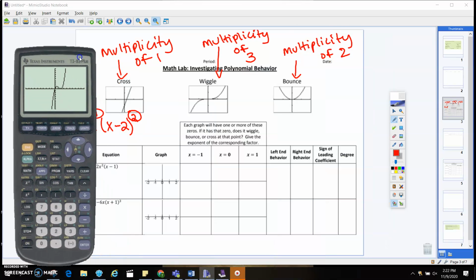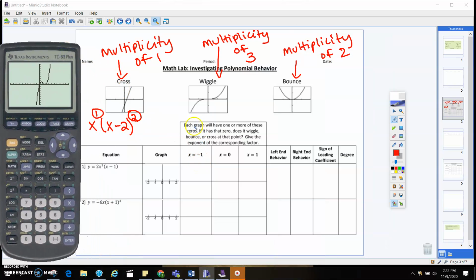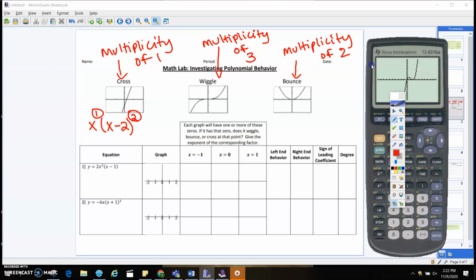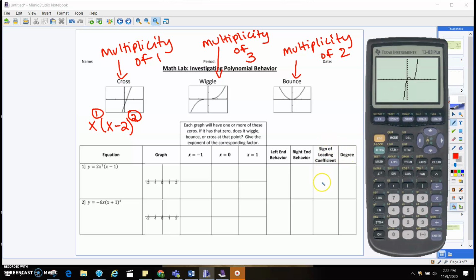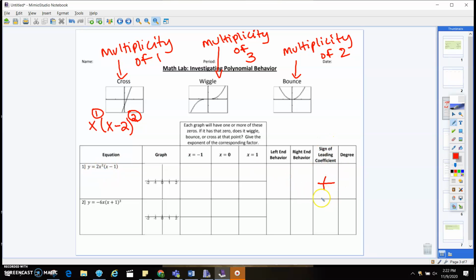Okay, so what we're going to do is each graph will have one or more of these zeros. If it has that 0, does it wiggle, bounce, or cross at that point? Give the exponent of the corresponding factor. So we're going to take each of these, and I would first go ahead and fill in all of this information on the side. So the first thing is the sign of the leading coefficient. Okay, so looking at the front number as well as this number right here, if you multiplied those together, would it be positive or negative? Well, it would be positive. Okay, so sign of the leading coefficient is positive.